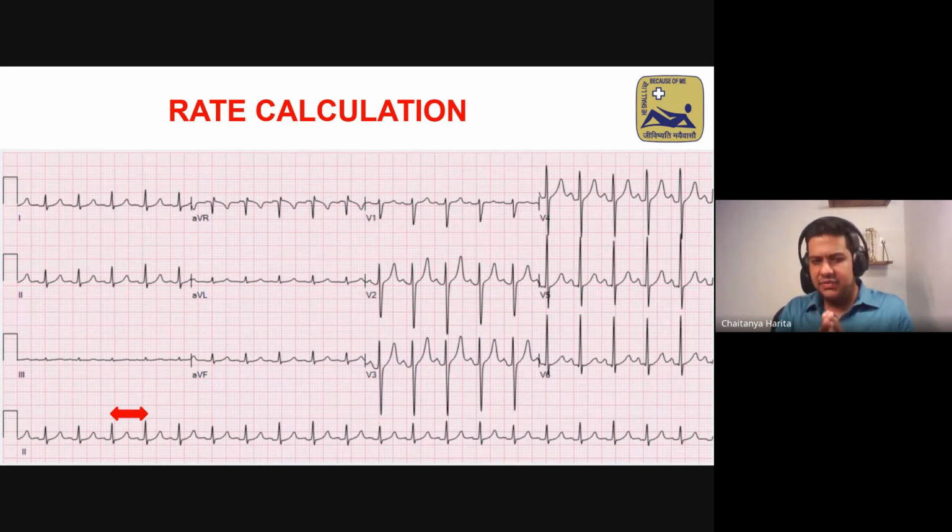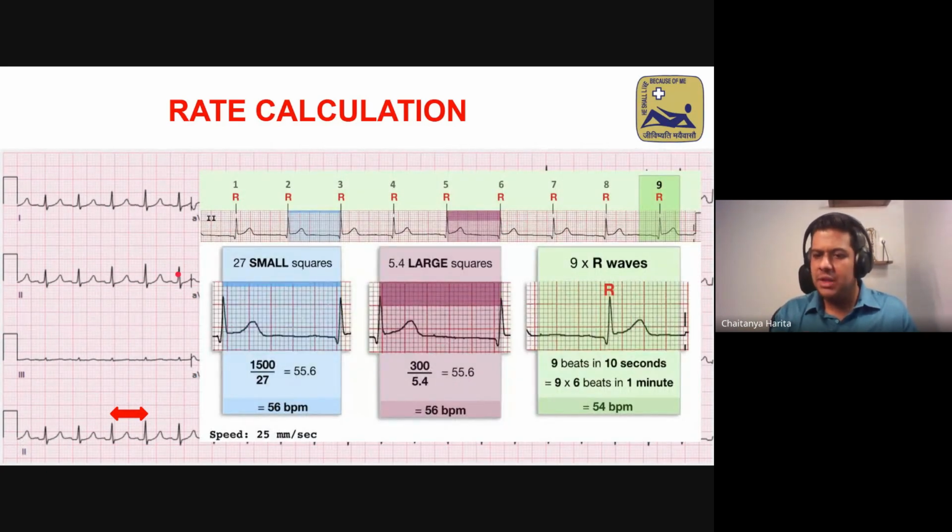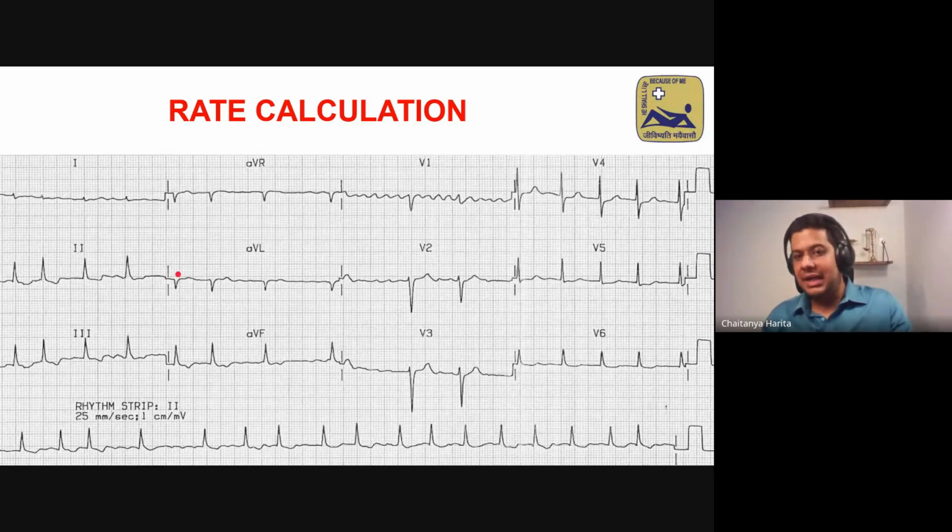Two RR intervals successively in lead two, number of big boxes, 300 divided by the total number of big boxes gives you your heart rate, provided calibration is normal. Right? Now, this is the third example.